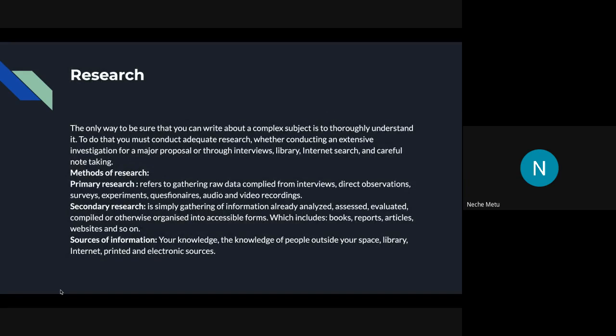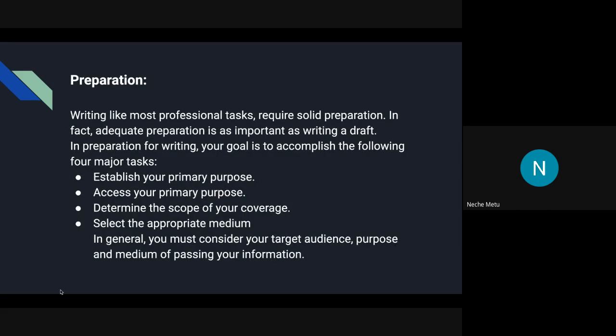Okay, selecting the appropriate medium. Let me just run through it. You have to select which medium you will use to pass your information, for communicating your message. Professionals on the job face a wide range of options. You could use emails, fax, voice mail, reports, video conferencing, audio. We have YouTube. But the most important consideration in selecting the appropriate medium is the audience and then the purpose of the communication.